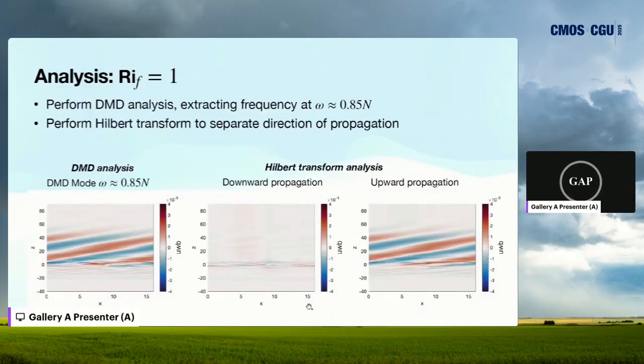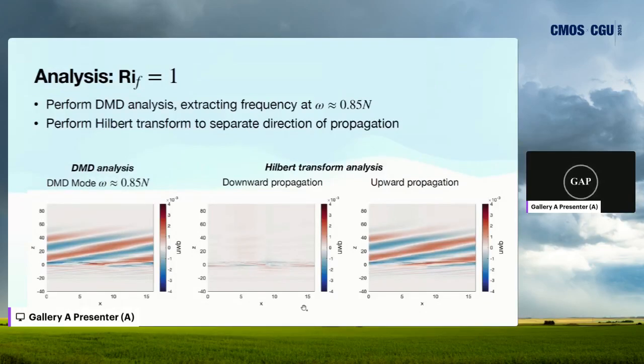So here's an analysis for the Richardson number final 1 case. We perform a DMD analysis, we extract the frequency at 0.85 n, and we perform a Hilbert transform to separate the direction of propagation. On the left, we have the initial DMD mode, which is selected at that frequency. In the middle, we have the downward propagating component based on the Hilbert transform, and on the right, we have the upward propagating component. As we expect, there's nothing in the downward propagating component, and the DMD signal is completely dominated by the upward propagating component.